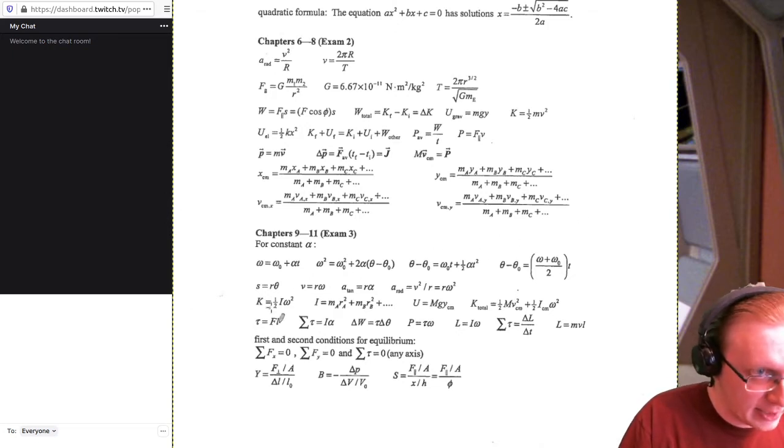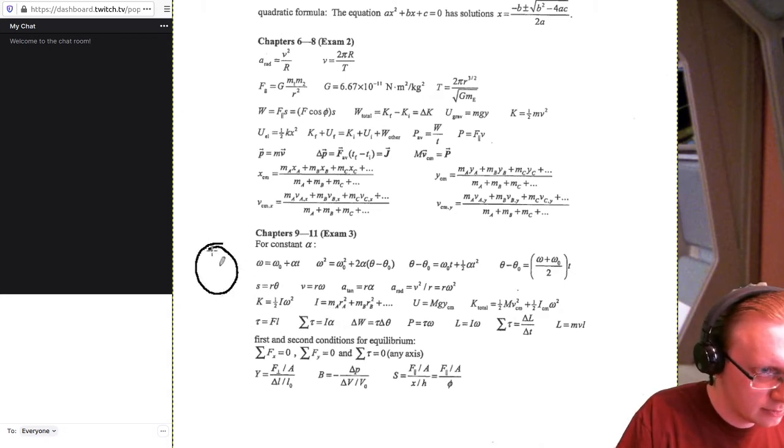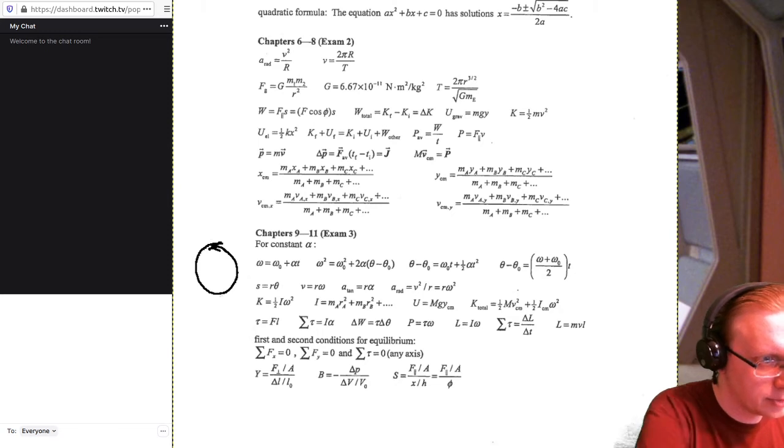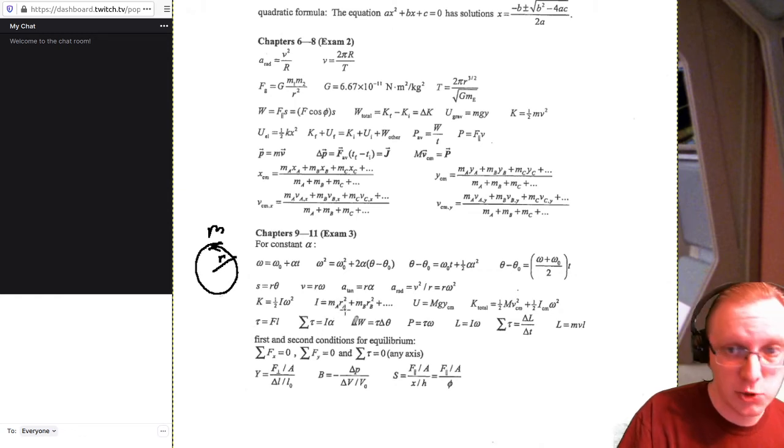So then we have I, our moment of inertia, which we have been given for various point particles. So if you have a thing going around a circle, lovely circle there, with mass m and r, then its moment of inertia is mr squared.